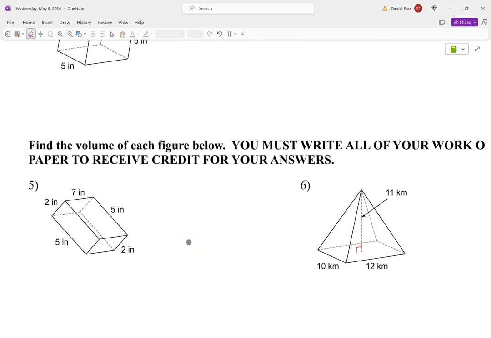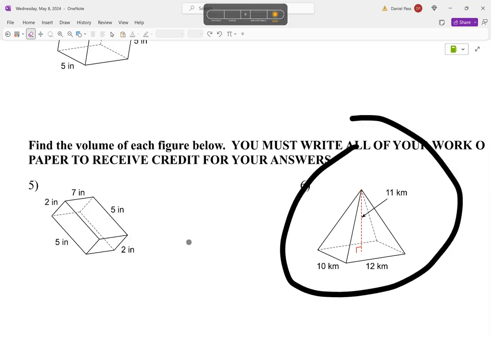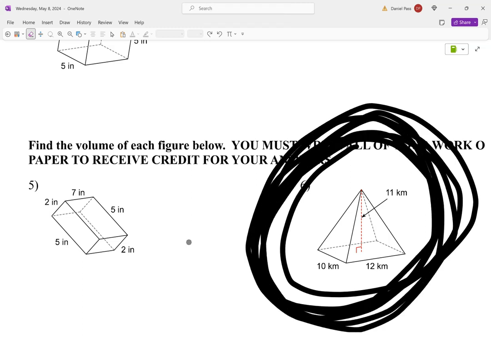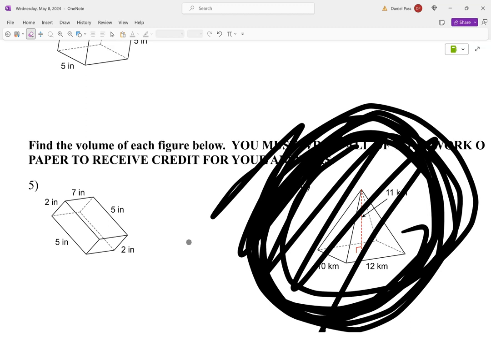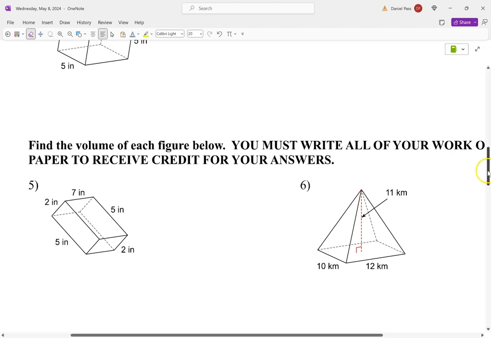Now this, we are not adding up all the sides. We just need to make sure we got the 3 dimensions and we multiply them together, right? Length, width, height. And then what do we have to remember for this one? Divide by what? 3. Good job.